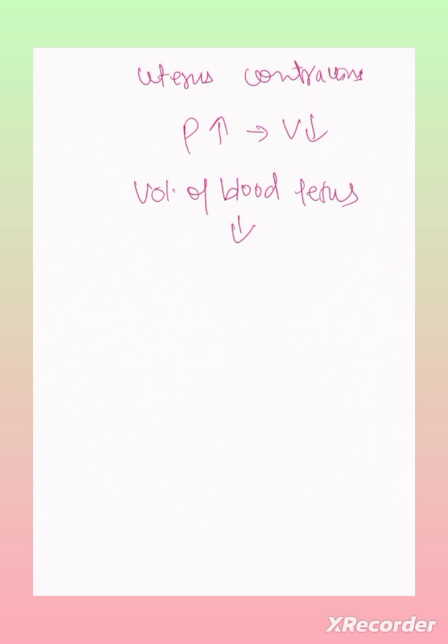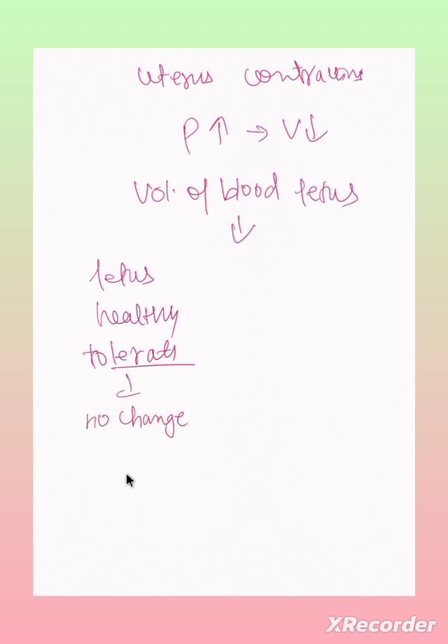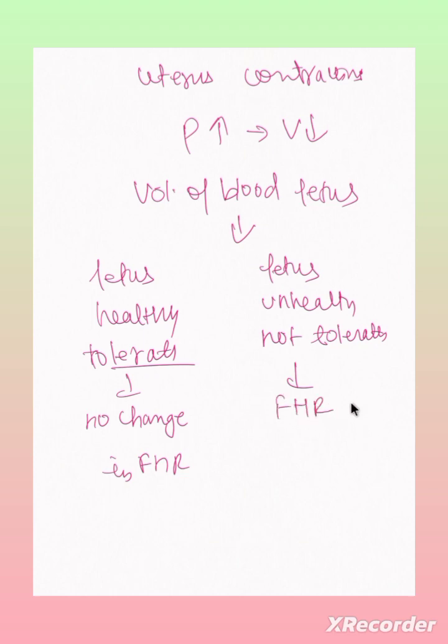Because the volume of blood going to the fetus decreases, if the fetus is healthy, it will be able to tolerate the decrease. If it tolerates, there won't be any change in the fetal heart rate. Fetal heart rate will decrease if the fetus can't tolerate, if the fetus is unhealthy. Then the fetal heart rate will decrease.